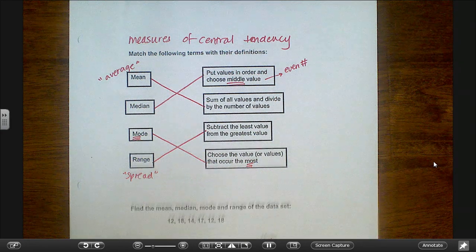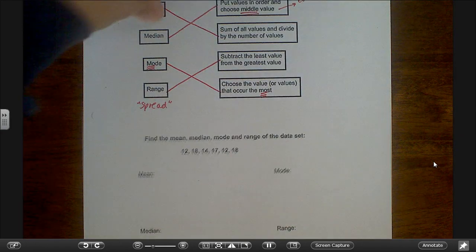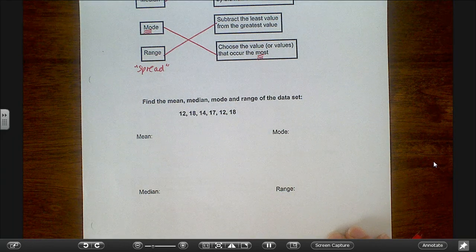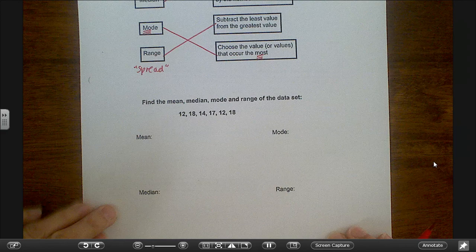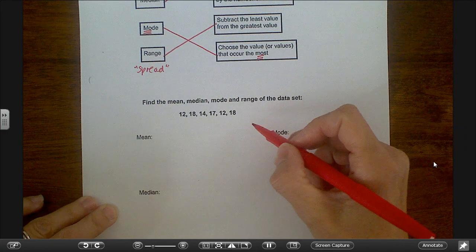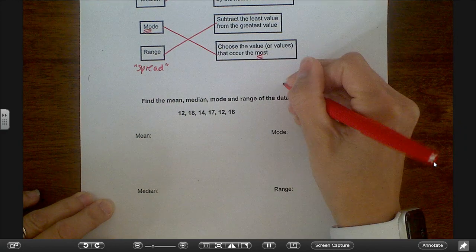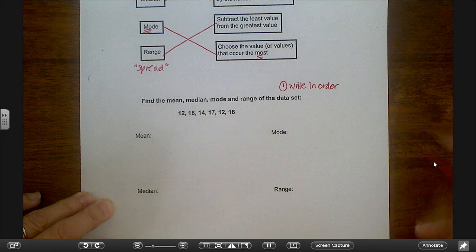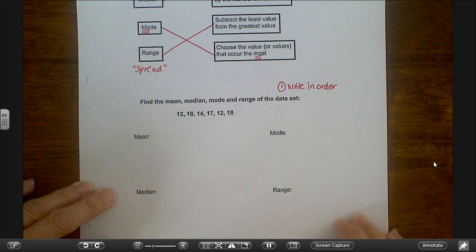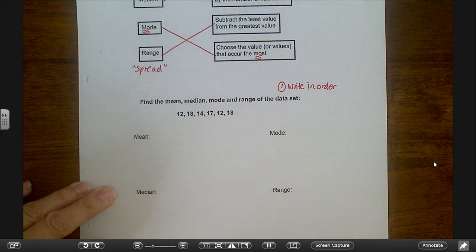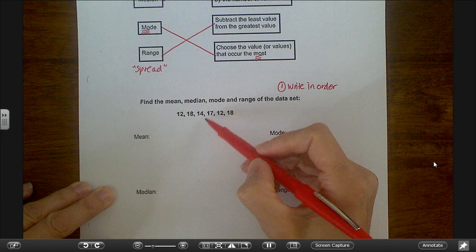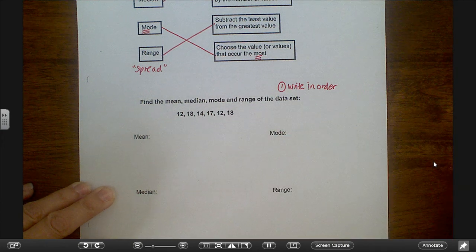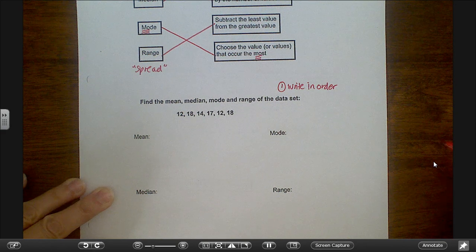All right, so we're going to find the mean, median, mode, and range of this particular data set. The first thing I always suggest that you do in any data set is write them in order, because you know you're going to be asked for the median probably. And you can't just take the middle number from what's listed like this, because these are not in numerical order. So you have to write them in order first in order to get the median.